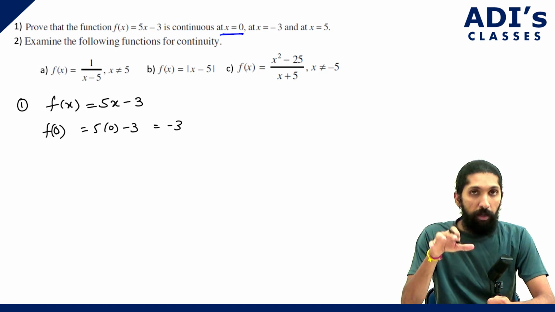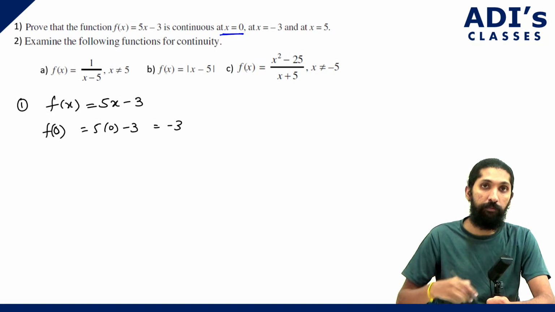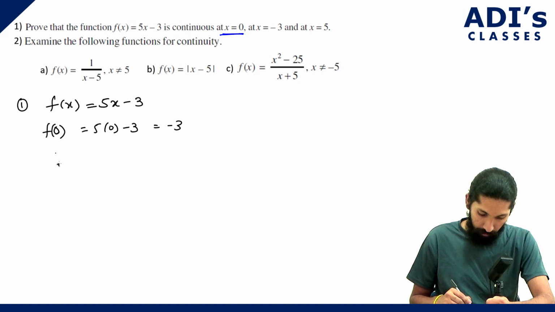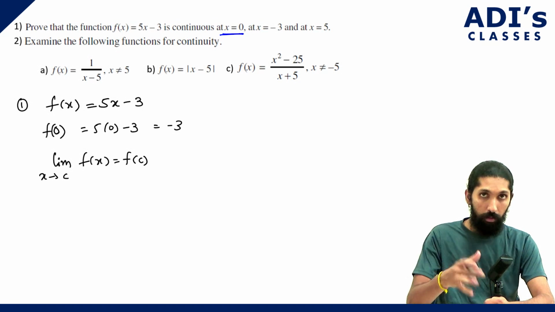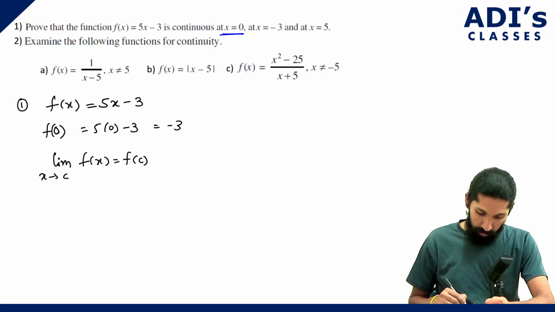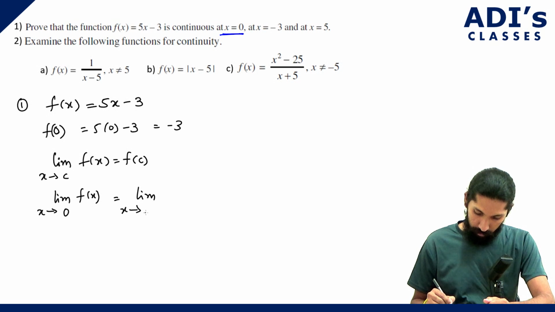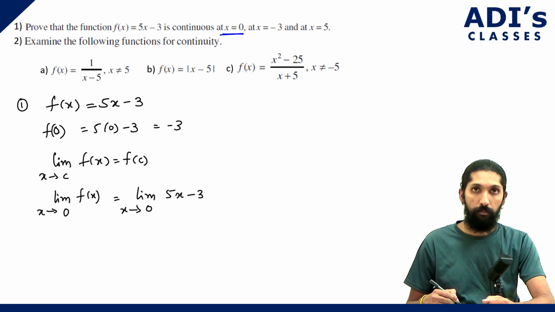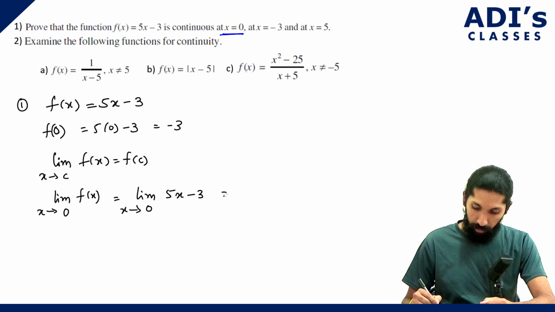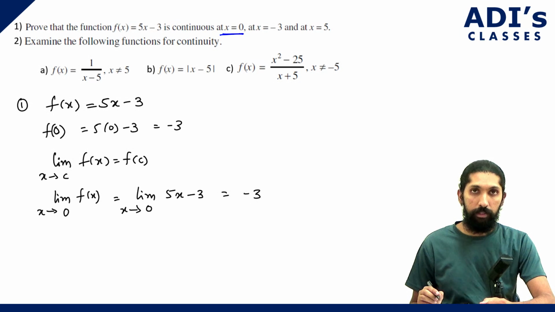Now, if my function has to be continuous, what is the definition? The definition is limit as x tends to c, f of x is equal to f of c, correct? This is how you define it. So in this case, limit as x tending to 0 f of x, which is nothing but limit as x tending to 0 5x minus 3. Now when you apply the value, you are going to get minus 3 itself, isn't it?